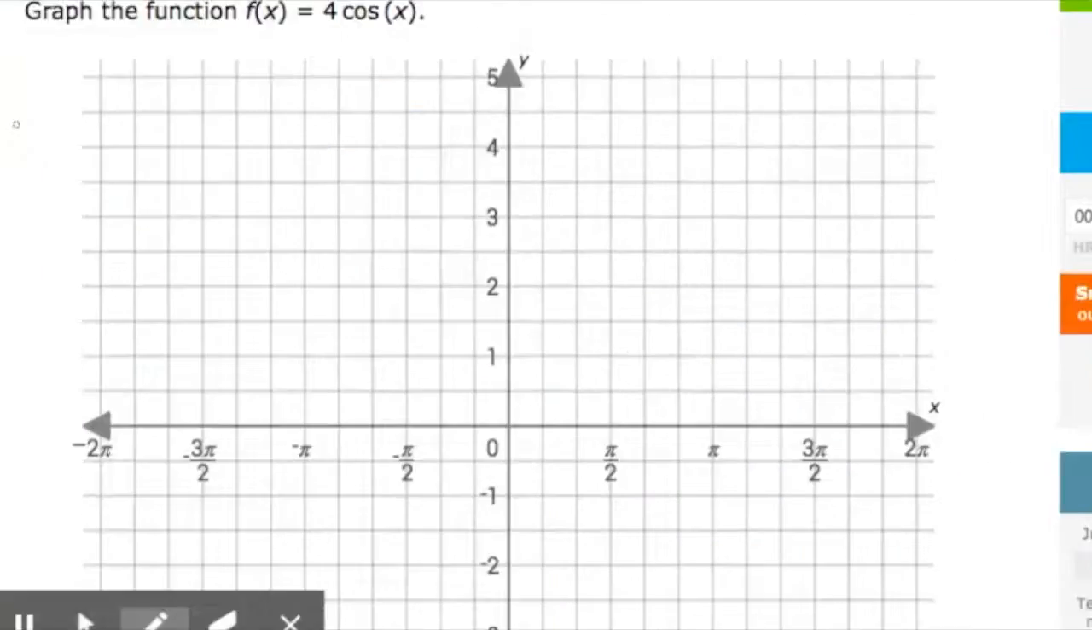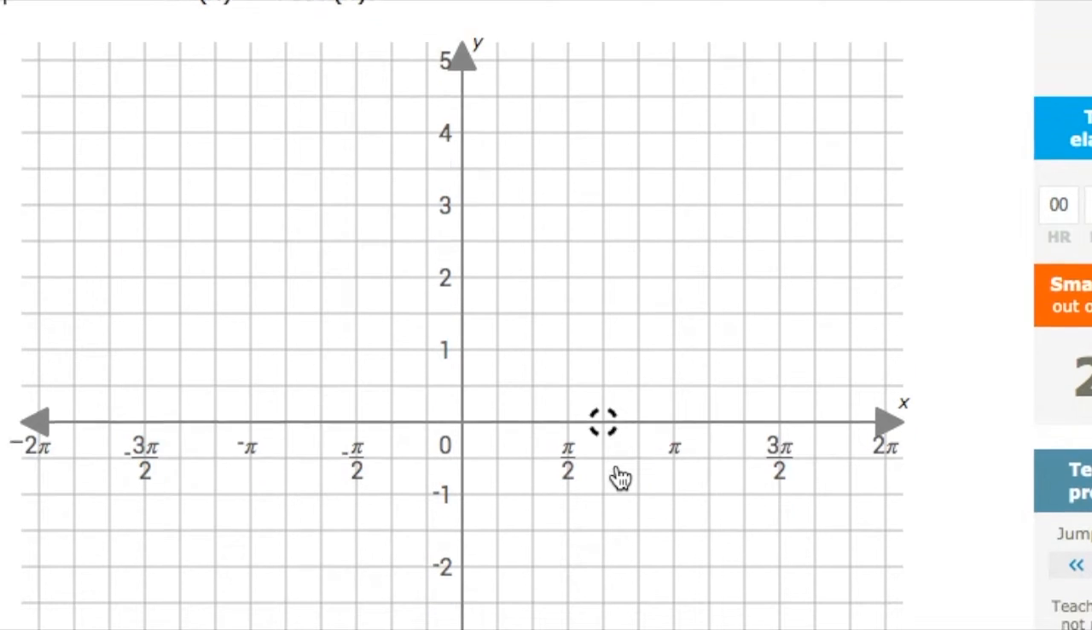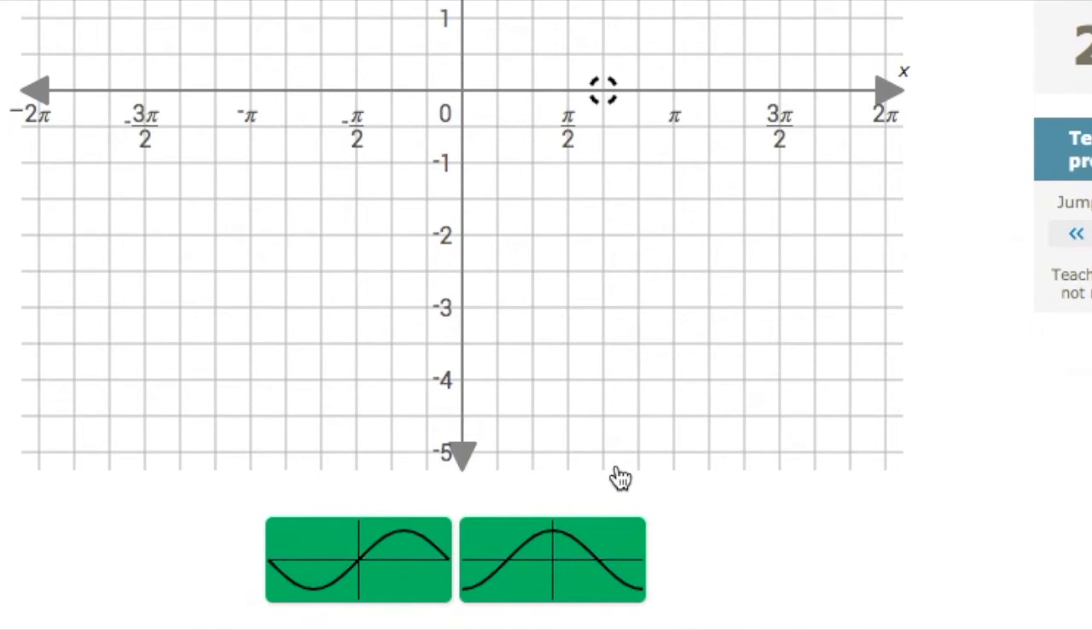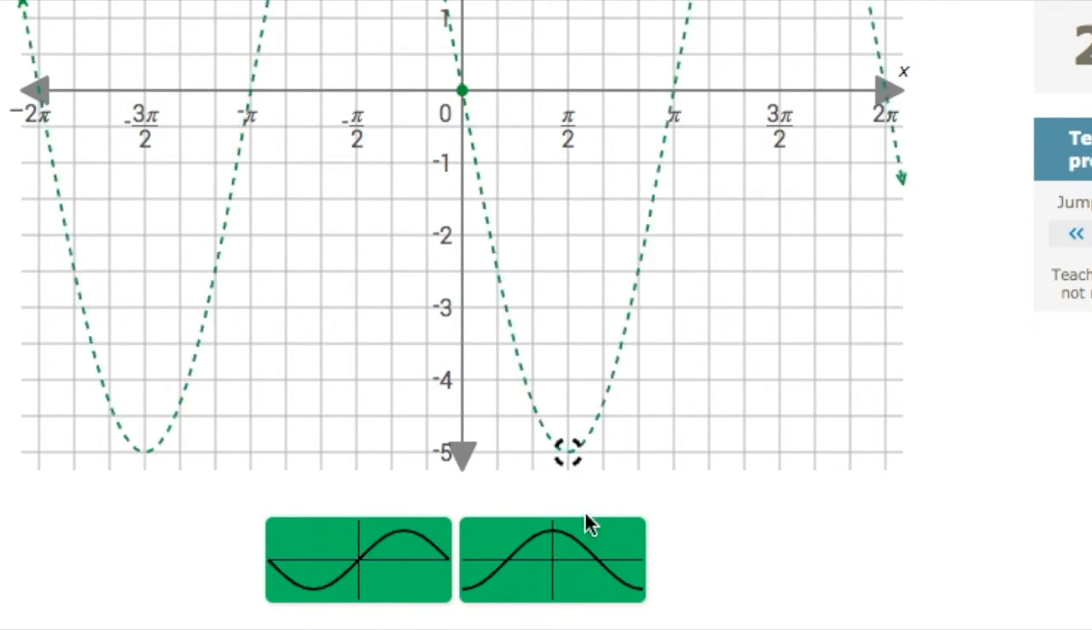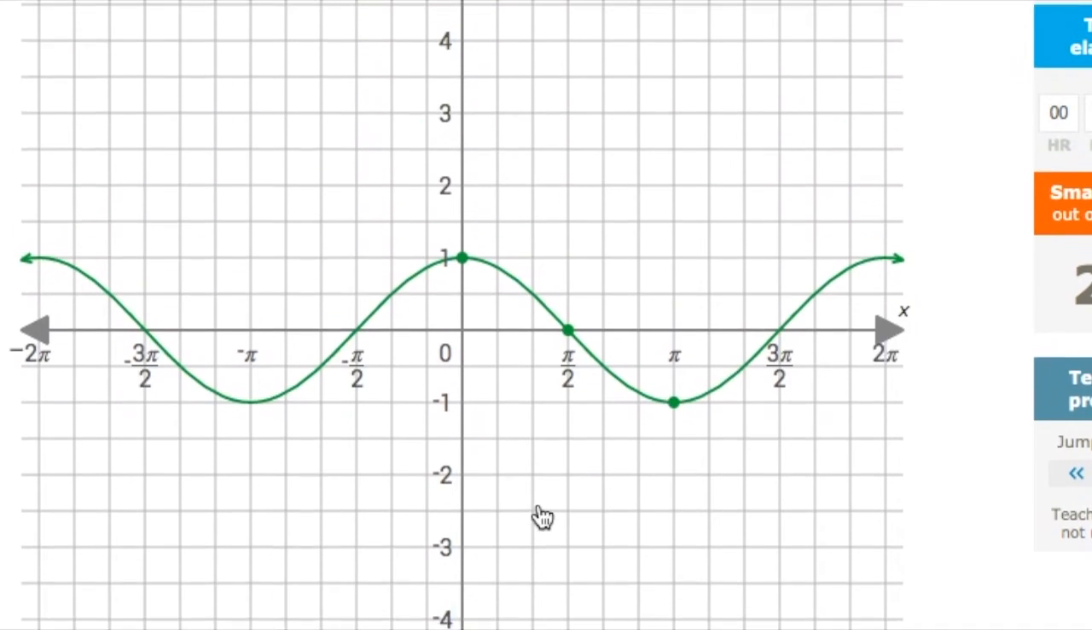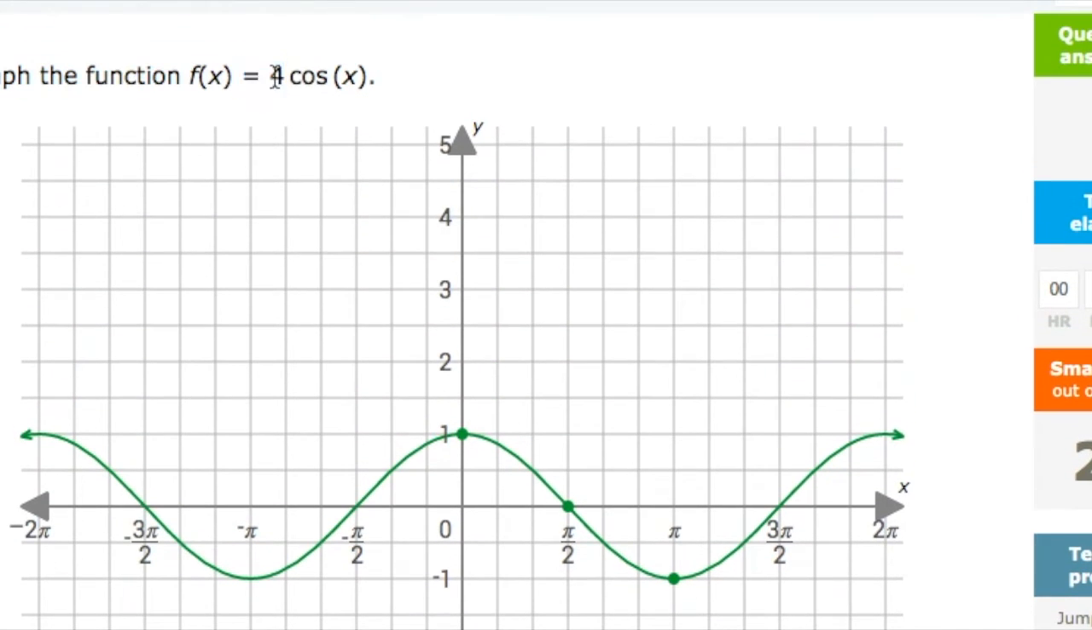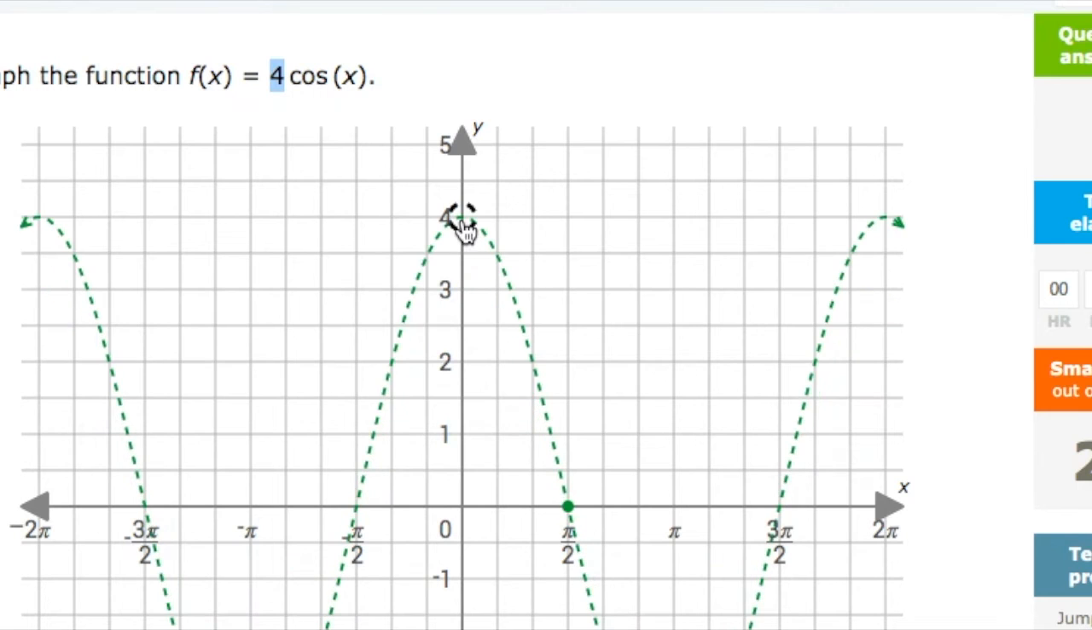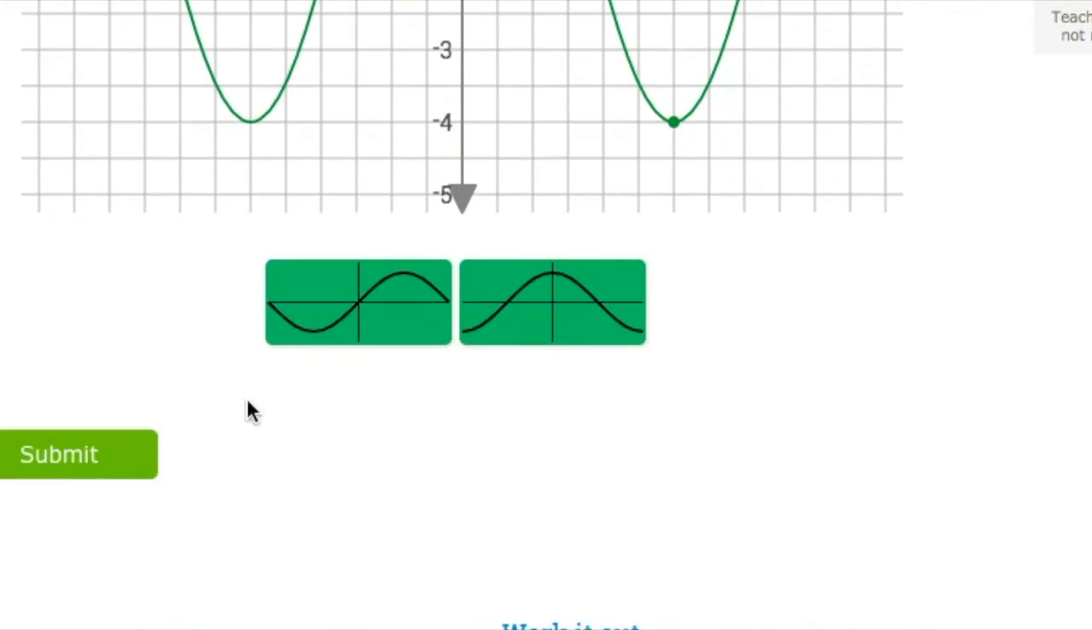So here in IXL, there are the two graphs at the bottom. One is sine, one is cosine. Remember, if the center is at 0, 0, it is sine. If the highest point is at the center, then it is cosine. So since this is cosine, we'll use the graph on the right. And since the amplitude here is 4, the A value is 4, we drag cosine up to 4. And that is how you graph it.